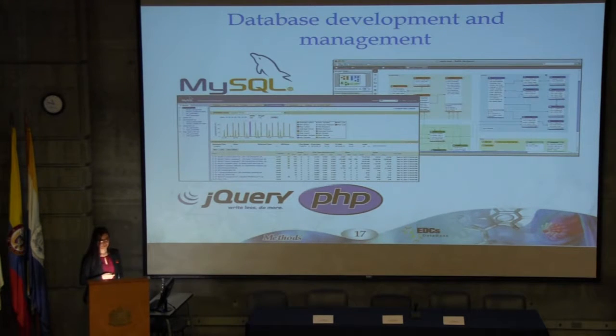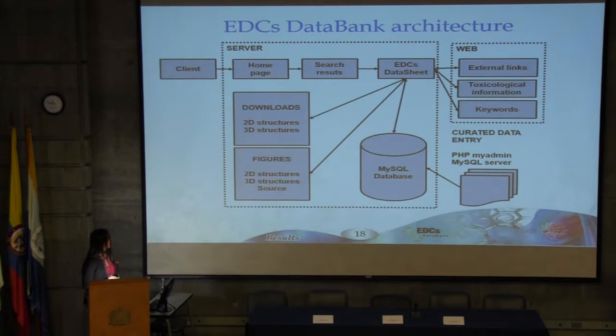The database was constructed in MySQL using jQuery and PHP to interconnect the database with the web interface. Here we can see the architecture of the Endocrine Disruptors chemical database. Most of the information is stored on the server. All the information is completely searchable and downloadable. It also has been hyperlinked to some external links for toxicological information and keywords, and all the data was previously curated in order to avoid errors.